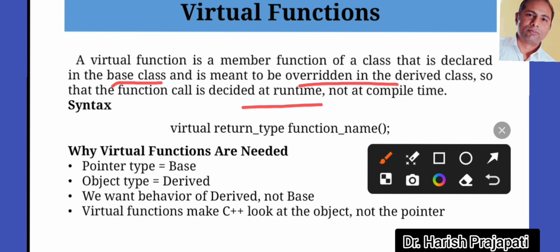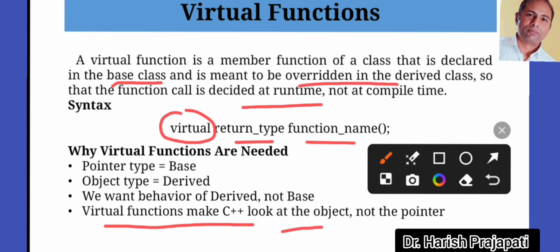So what is the syntax of virtual functions? Initially we write the keyword virtual, then the return type of the function, then the function name. Why is this virtual function needed? Virtual functions make C++ look at the object, not the pointer. We want the behavior of the derived class, not the base class.